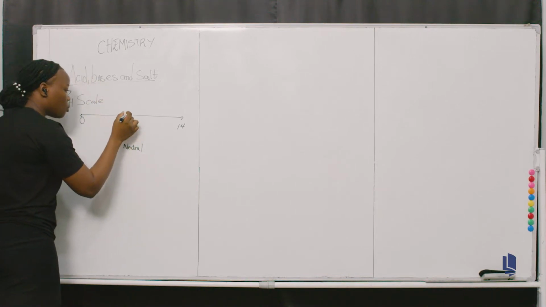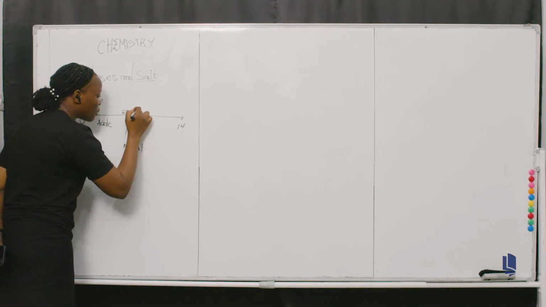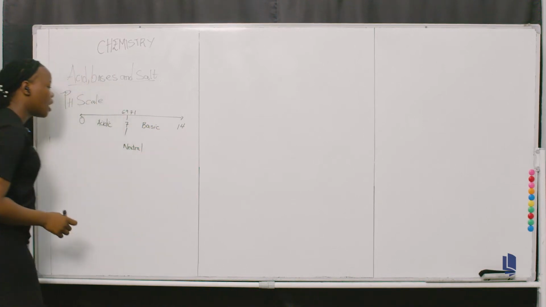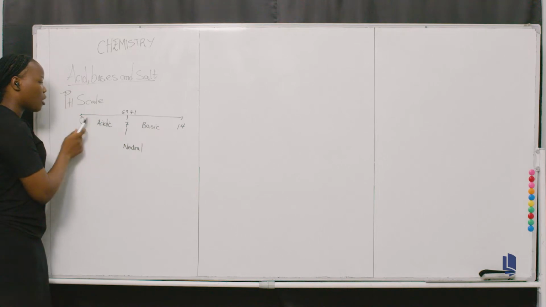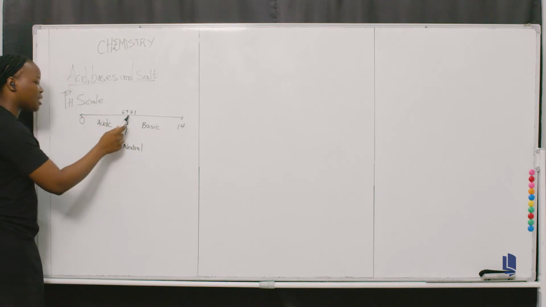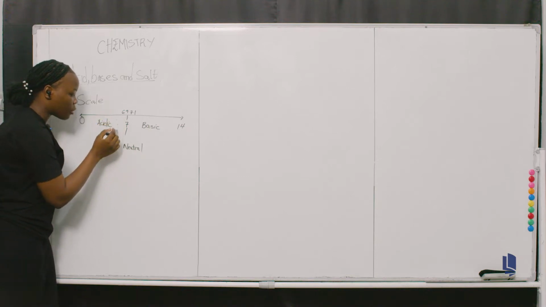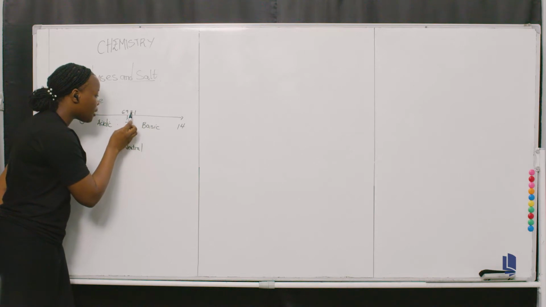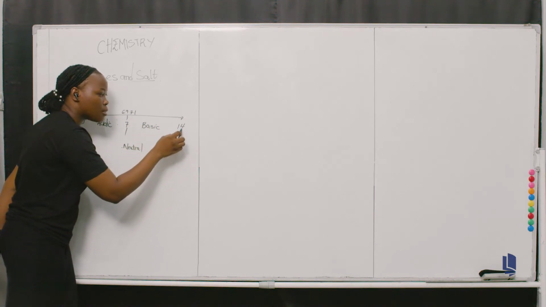0 to 6.9 is acidic. 7.1 to 14 is basic. And I said for acidity, this is more concentrated, so this is the increasing and this is the decreasing, because somewhere around here you are tending towards neutral. And here this is the least. 7.1 will be the least basic, and then 14 will be the most.